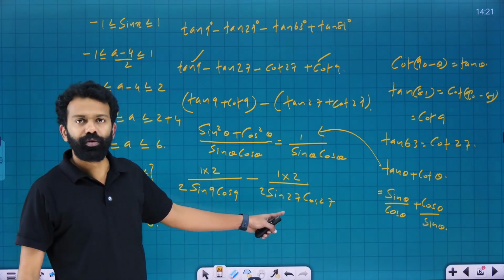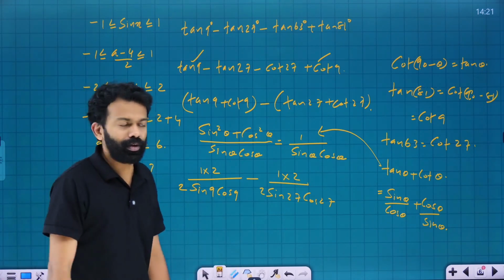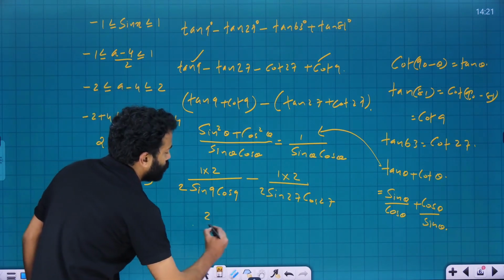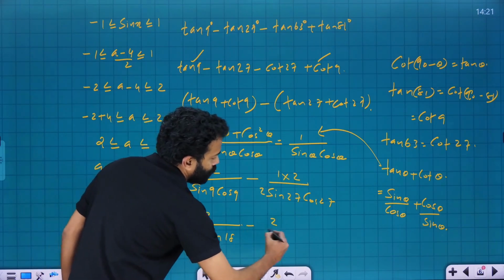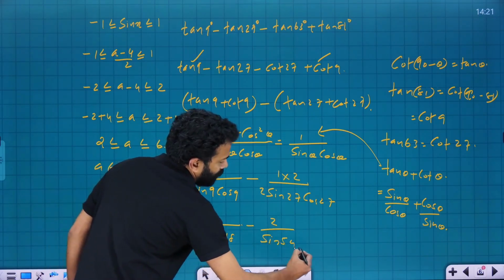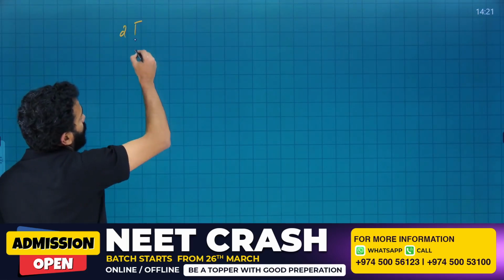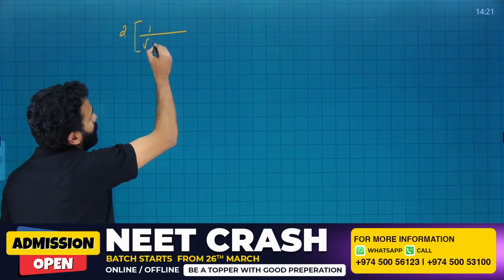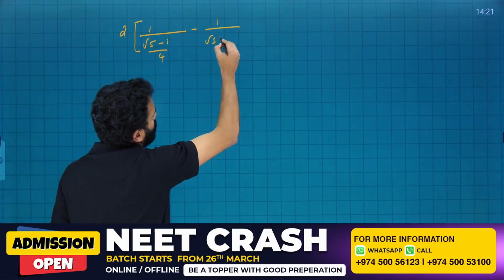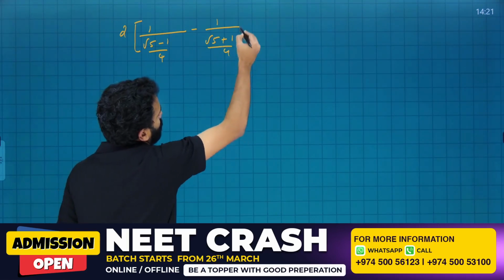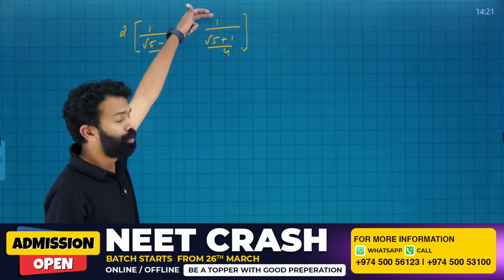And this becomes sin 54. The value of sin 54 also we know, which will be equal to cos 36. That is, it becomes 2 by sin 18 minus 2 by sin 54. And we can take 2 outside from that, and 1 by, what is sin 18? That is root 5 minus 1 by 4, minus 1 by root 5 plus 1 by 4. I hope you got the result here. See here, this 4 comes to the numerator. Here also 4 comes to the numerator.